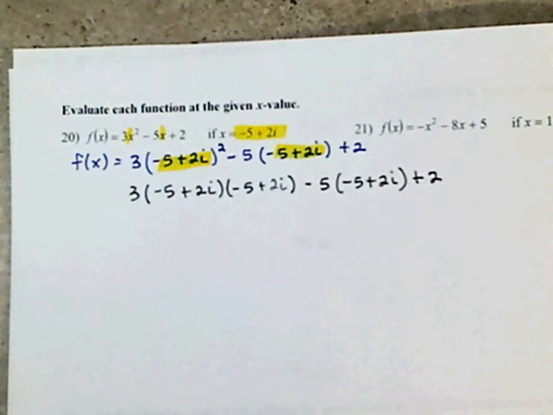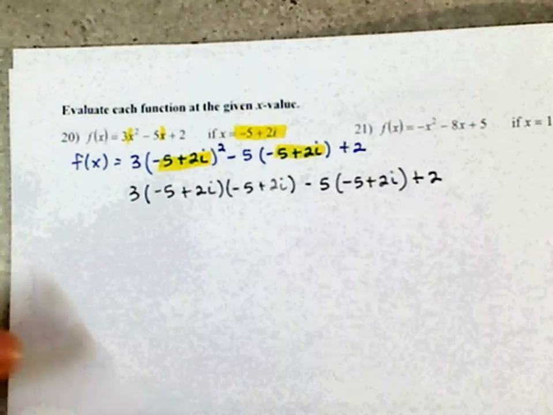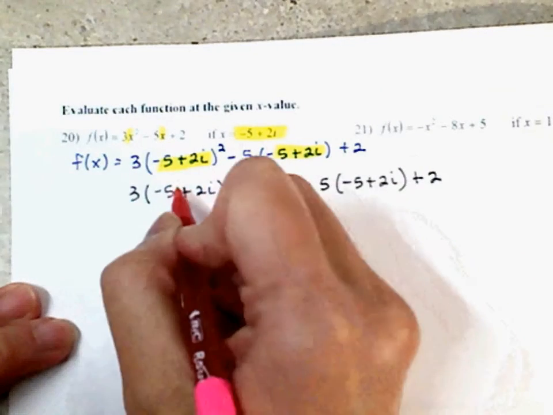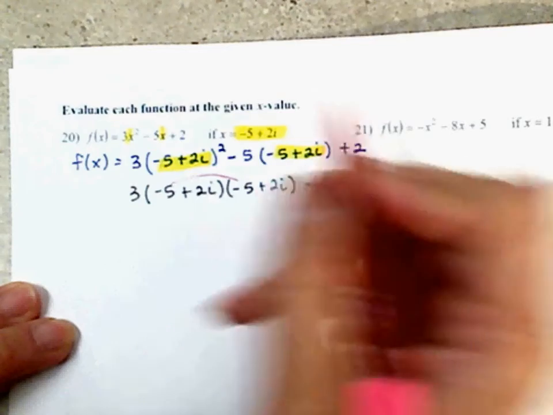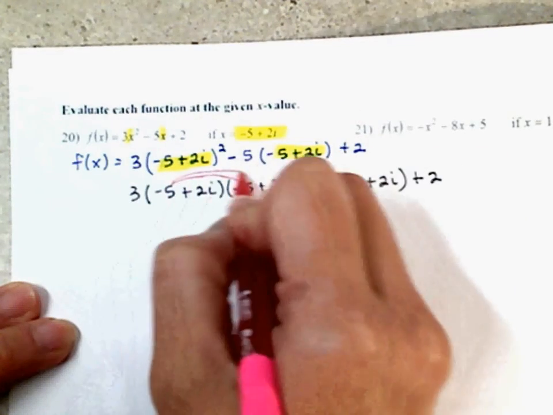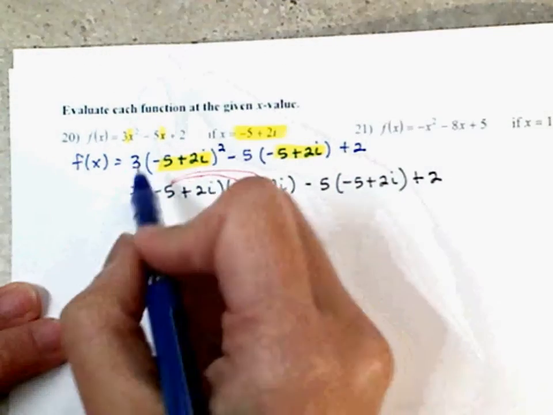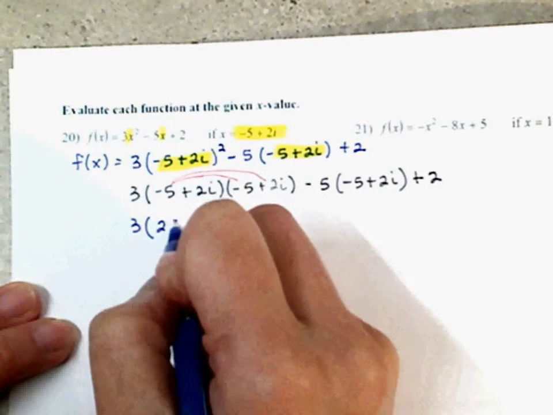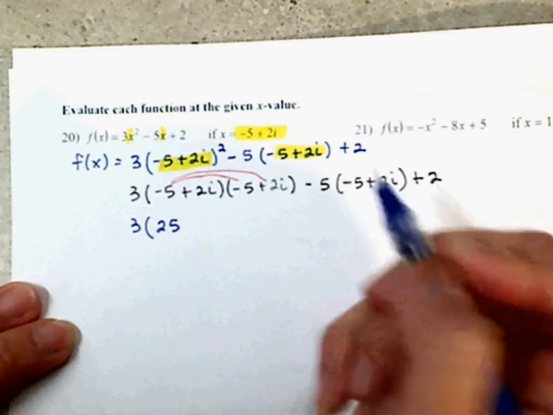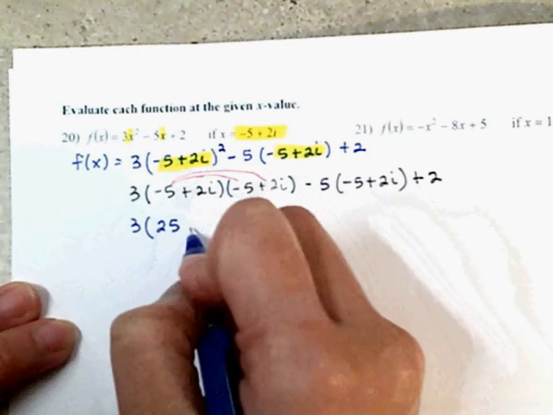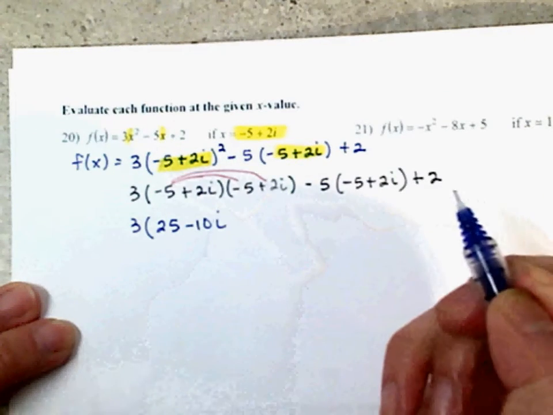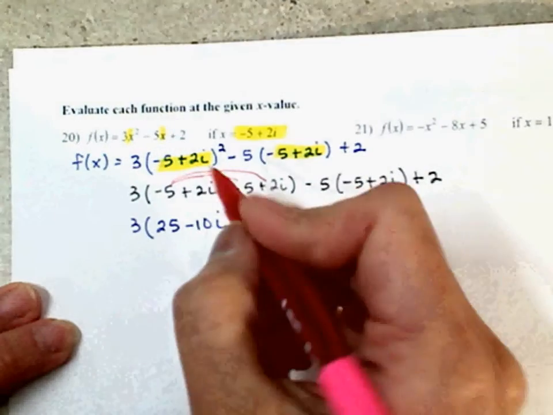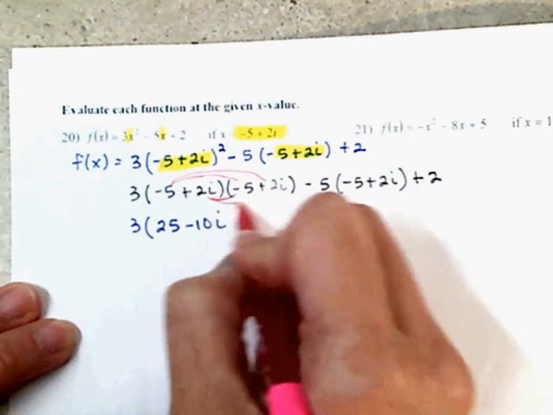Now start to distribute. There's a few things you can do. I'm going to take care of these guys first. I'm going to multiply that together. Then I'm going to multiply these two together. So I'll bring down my 3. -5 times -5 is positive 25. -5 times 2i is negative 10i. Multiply these guys together, okay?